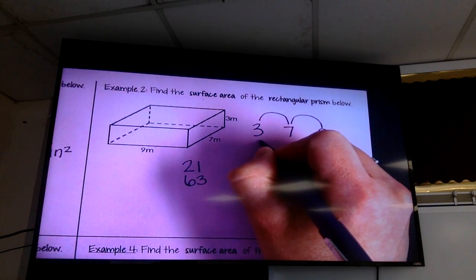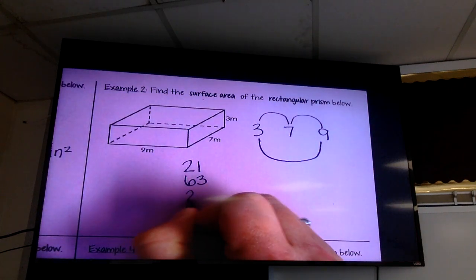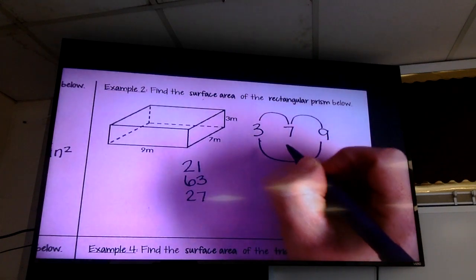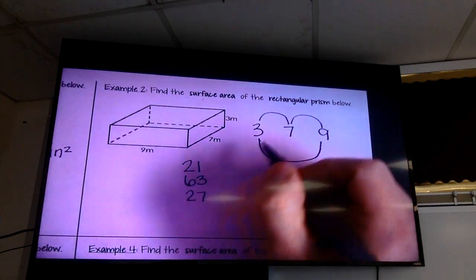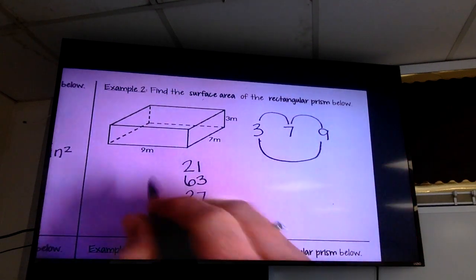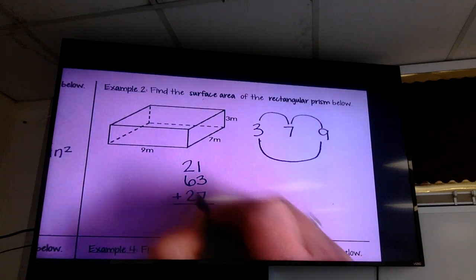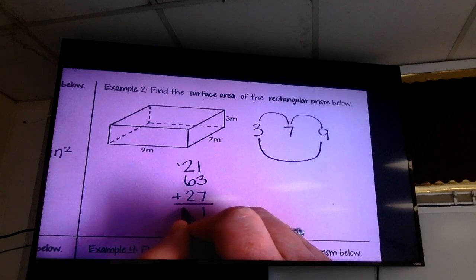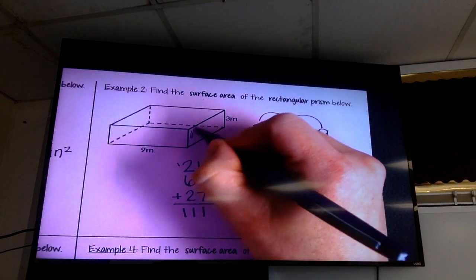And then I'm going to do my smile part. 3 times 9 is 27. So 3 times 7, 21. 7 times 9, 63. 3 times 9, 27. And then my next step is I'm going to add them all together, and I get 111. But that's if I only covered up this part.